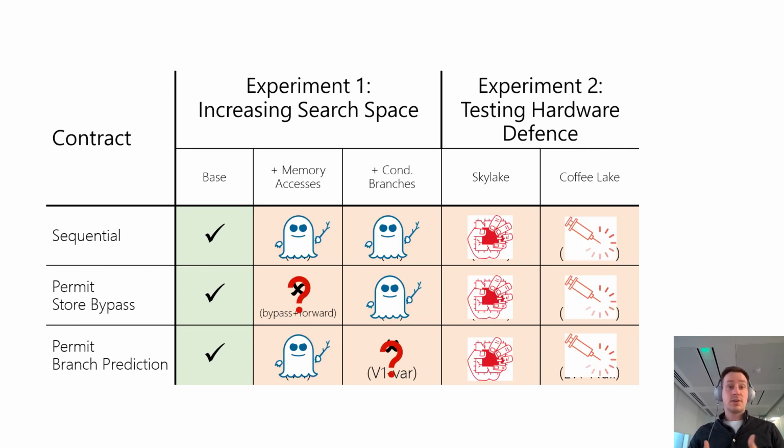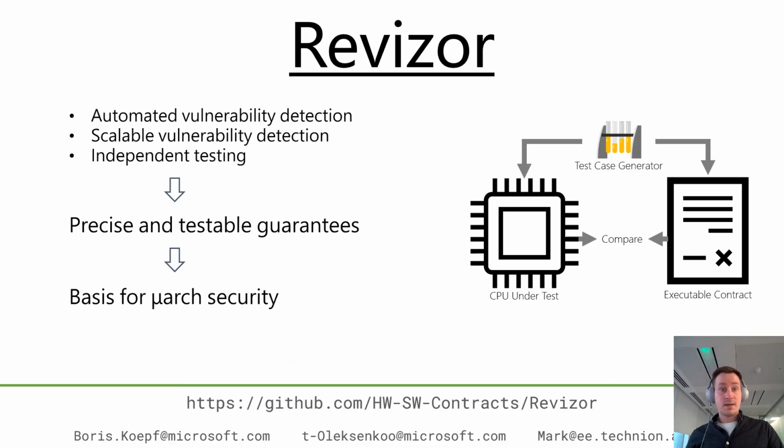And overall, Revisor achieved what we set ourselves to do. It automatically detected speculative vulnerabilities in real-world black box CPUs. It found the known vulnerabilities as well as a few new ones. In summary, Revisor is a tool that permits us to find speculative vulnerabilities automatically and at scale. Even more importantly, it allows us to establish precise expectations about the microarchitectural security of CPUs, which is the foundation for building secure systems. We hope that with the open source release of our tool, we can positively impact the overall security in shared computing environments.